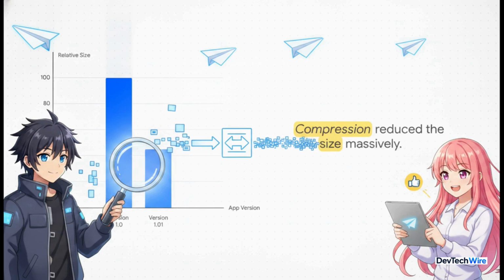Whoops! By just running those assets through a basic compression pass, version 1.01 saw a massive payload reduction. That directly resulted in much faster download times on cellular data. Users felt that snappy installation improvement immediately, and it kept the app safe from the deletion chopping block.